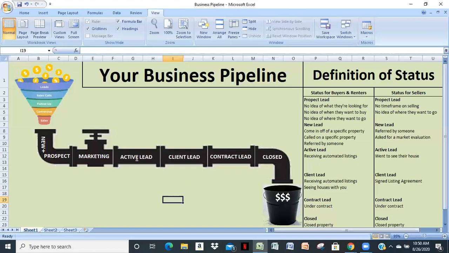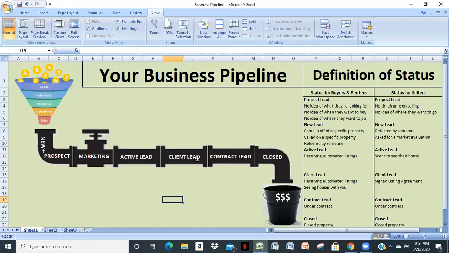As soon as they say, I want to go see houses, okay, you move them from the active lead to the client lead, okay? So the definition of a client lead is not only are they seeing houses with you, but they're also still receiving those automated listings because, hey, who knows? The house that they've seen, they might not like, right? So then the idea is you're going to follow up with your client leads. And when you see the status of client lead next to your buyer, okay, you know that they've seen houses with you, right? Very simple.